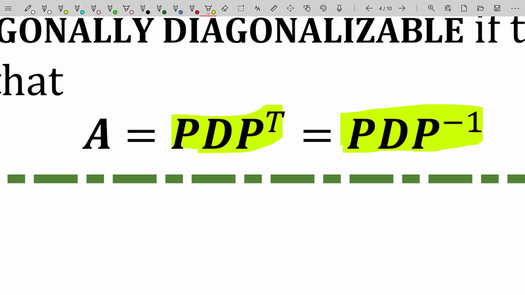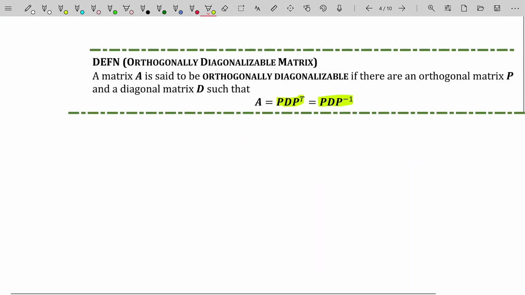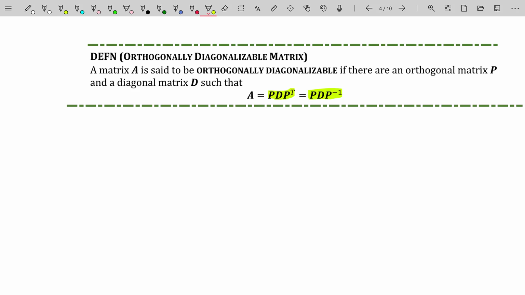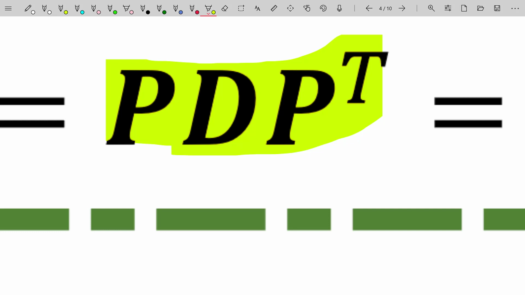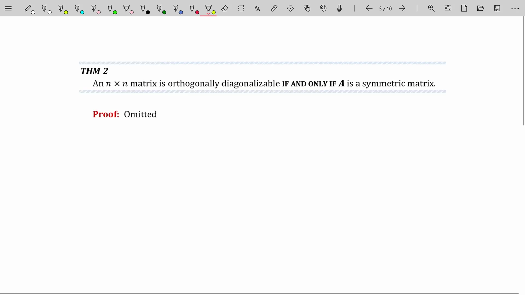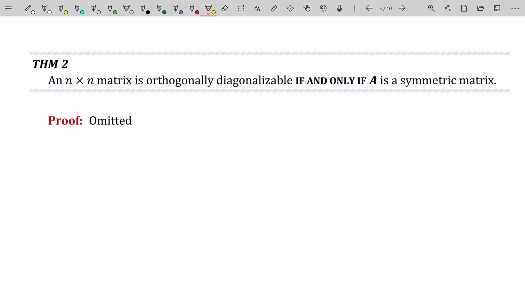Well, great, that's a wonderful definition, but I don't really know how we can guarantee we have an orthogonally diagonalizable matrix. You would imagine that you would have some type of rule that says, oh, by the way, any matrix of this form is orthogonally diagonalizable. That is, you could decompose that matrix into a product like this where P is an orthogonal matrix. Well, we actually have a theorem. Theorem 2 tells us that a square matrix is orthogonally diagonalizable if and only if it is symmetric.